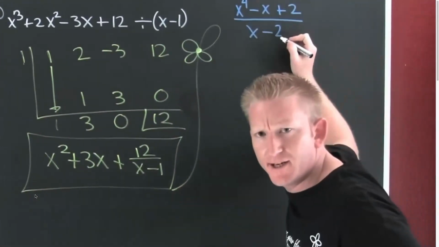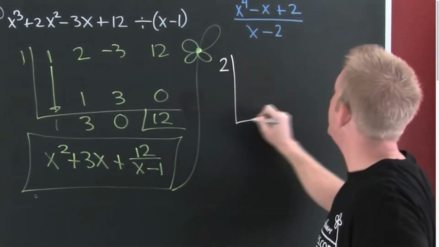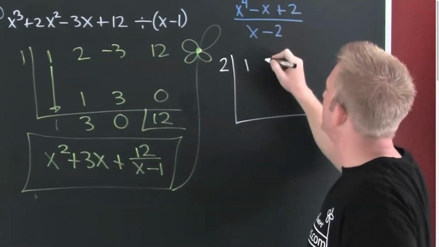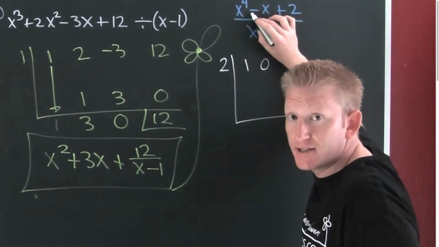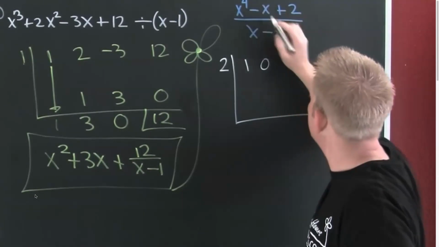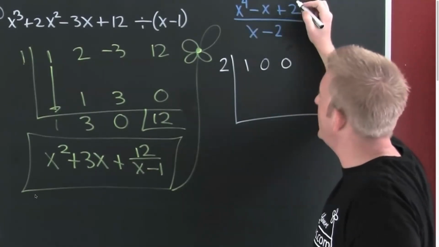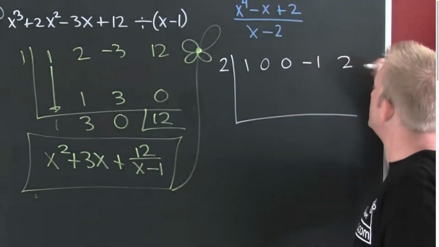Here we go. What makes this denominator 0? 2. Yes. So I put a 2 on the outside. And then I put the coefficients on the inside. I put a 1. Then I put a 0. Why? Because I need a placeholder for my x to the third term. So 0x to the third plus 0x squared minus 1x plus 2.